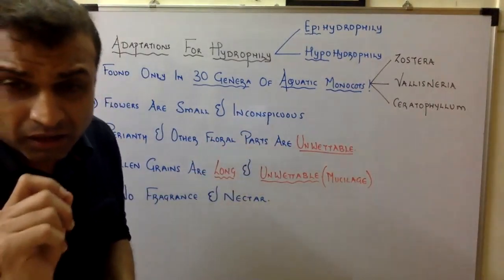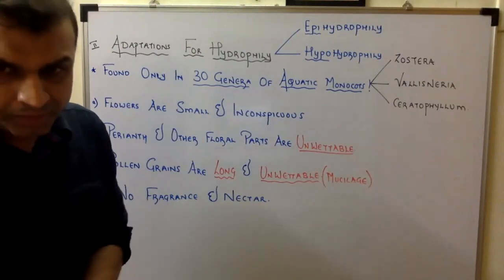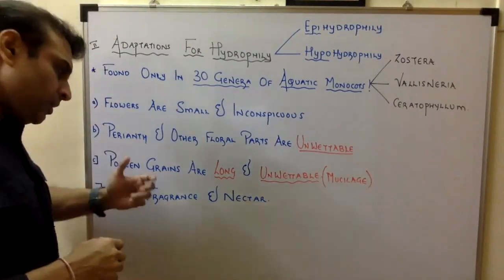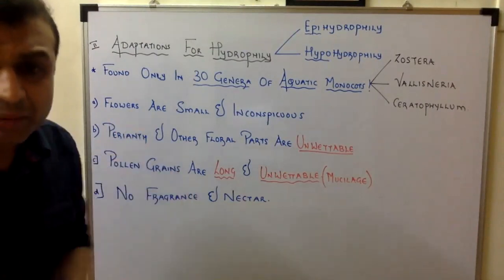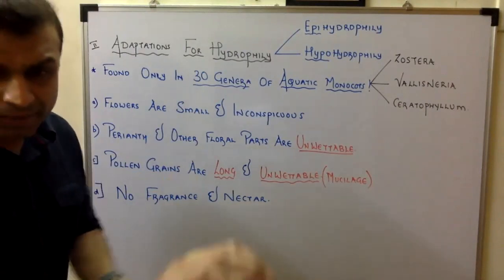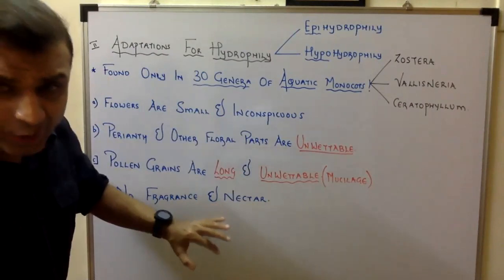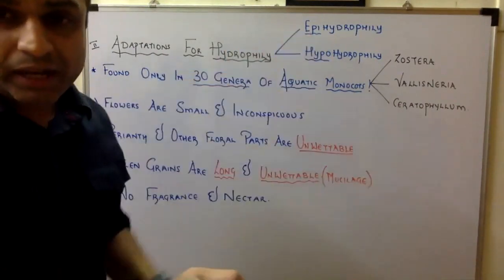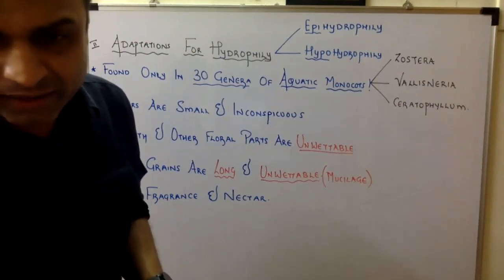Next point, the pollen grains are very long, needle-like, and they are also unwettable. But here, the reason for being unwettable is the presence of mucilage, that is the sticky fluid. And the last and very common point, as the agent is abiotic, there is no fragrance and no nectar found. Okay. So these are the common adaptations for hydrophily. Now we will be talking about epihydrophily and hypohydrophily in detail.